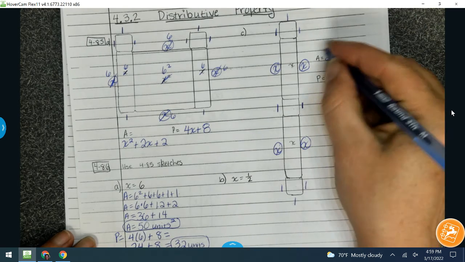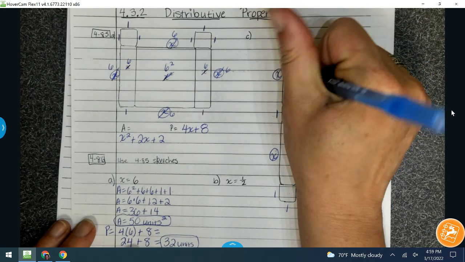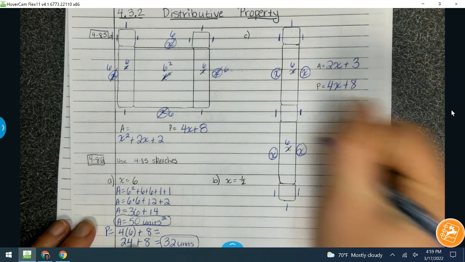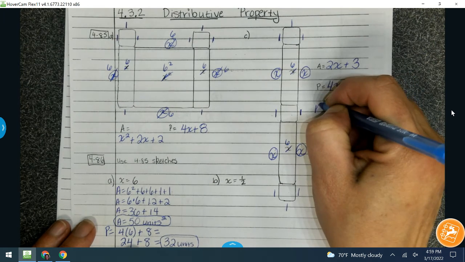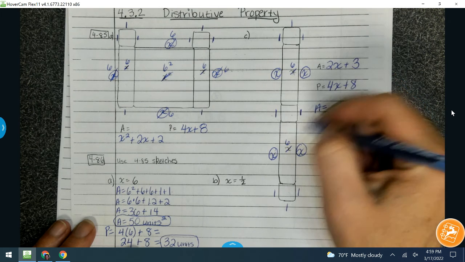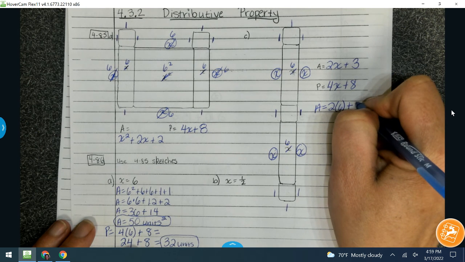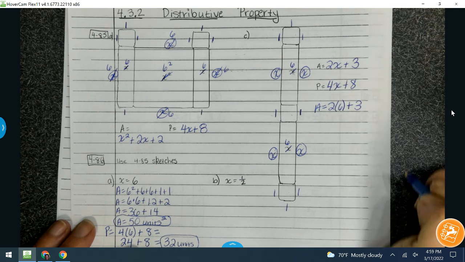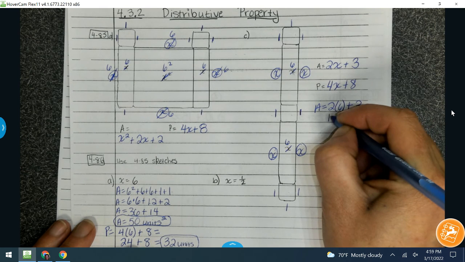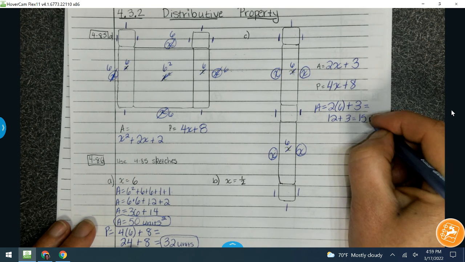Right here for this guy, we're going to do the same thing. For C, we're going to change the area first. So that's 6 here and 6 here. So my area is equal to, I have 1, 2 6's plus 3 1's. So that's 12 plus 3, which equals 15 square units.